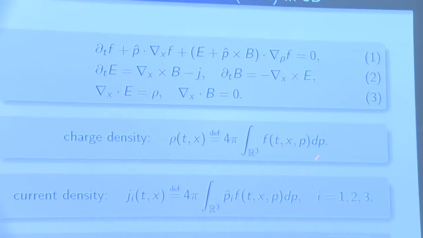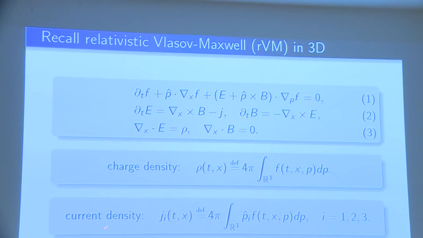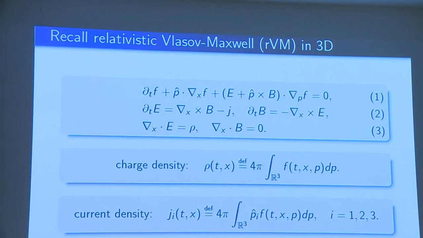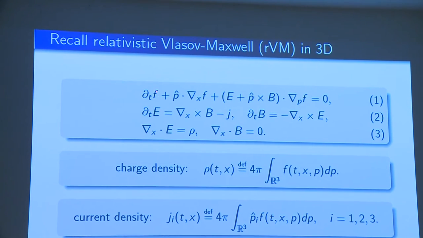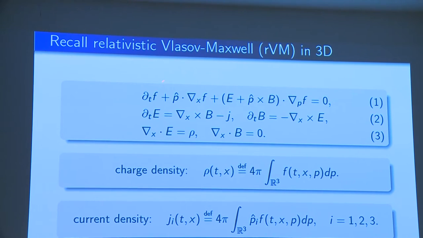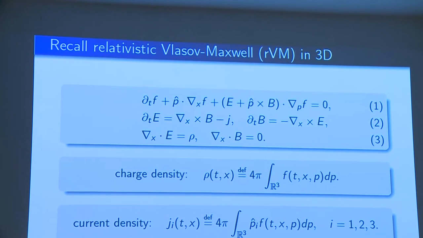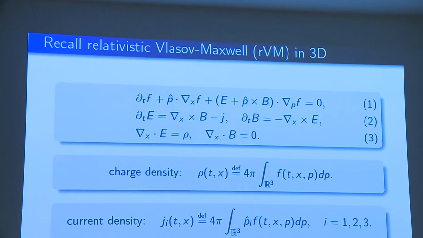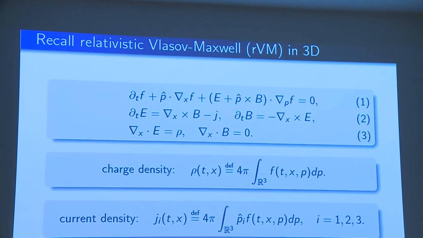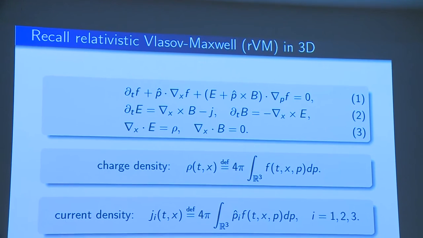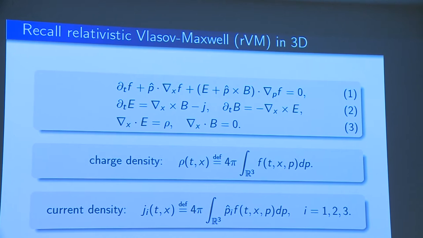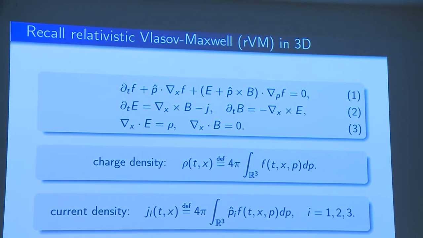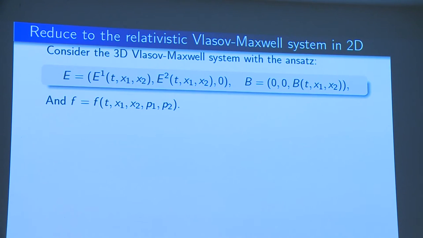You saw this slide yesterday, it hasn't changed, but I should remind you before we do a dimensional reduction. So you have the transport equation for the density function F, and you have Maxwell's equations for the electric and magnetic terms E and B. And they have constraints in terms of the divergence of E and B, and there's the charge rho and the current J. This is relativistic Vlasov-Maxwell. I'll just let you look at it for a second.